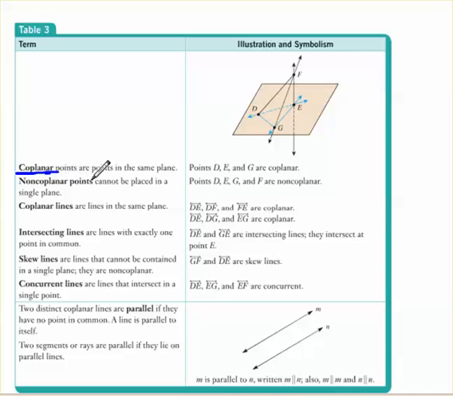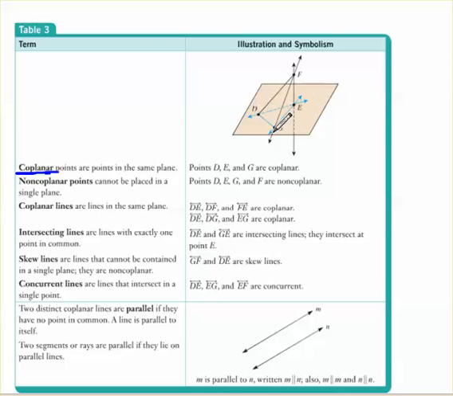Non-coplanar points cannot be placed in a single plane. So for instance, D, E, and F would not be coplanar because F is in a different plane. Coplanar lines are lines on the same plane. So if we had, for instance, this line here that goes from D to E, or this line here that goes from G to E, those would be coplanar lines because they're lines on the same plane.